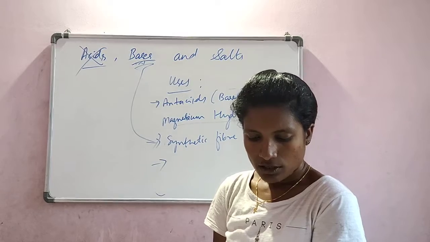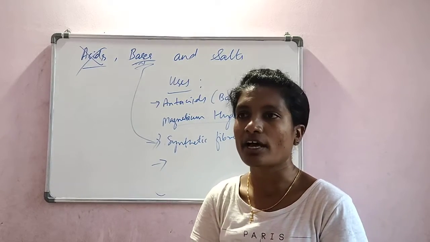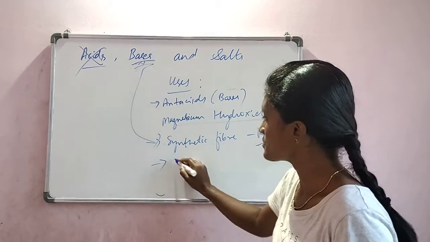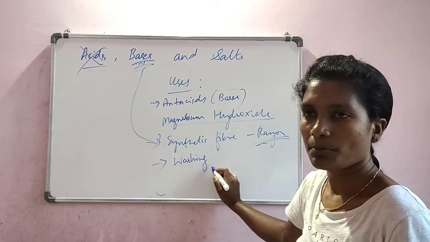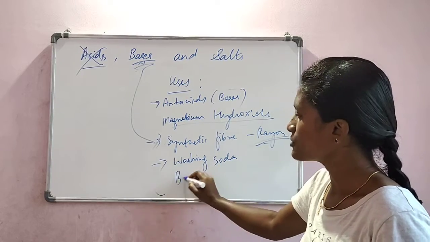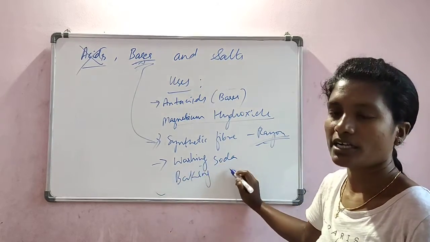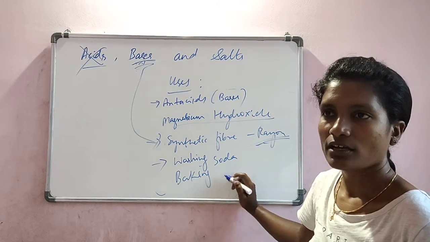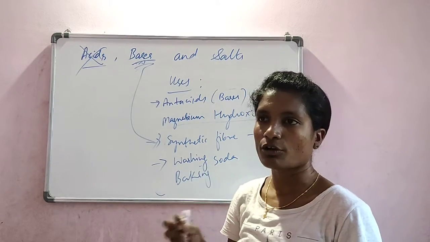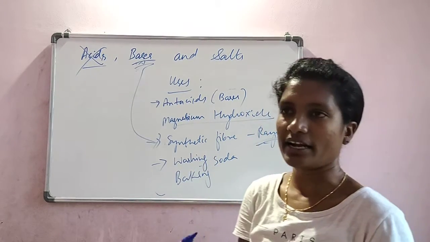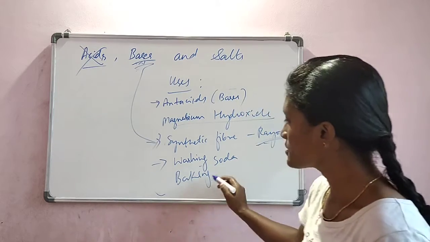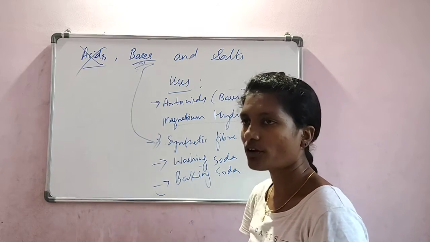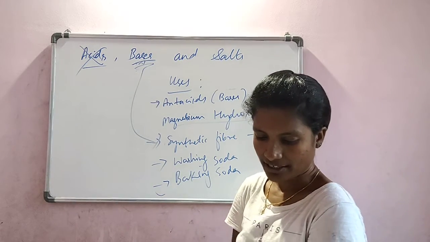Then it is also used to prepare washing soda and baking soda. All the sodas which people use are basically made of bases. So washing soda is used in detergent powders, and baking soda, which is used in preparing idlis or to prepare bread or any cake. To prepare bread and other bakery products, baking soda is used. Usually at home we will be using this for preparing idli batters, right?